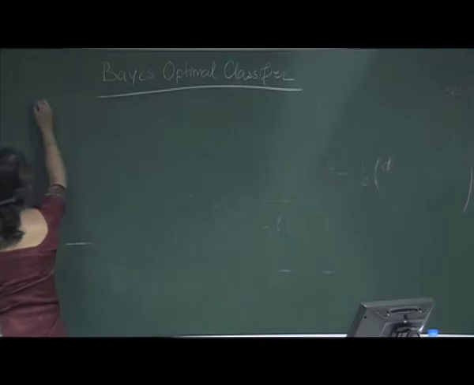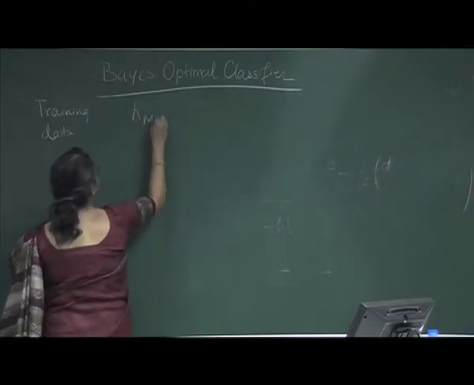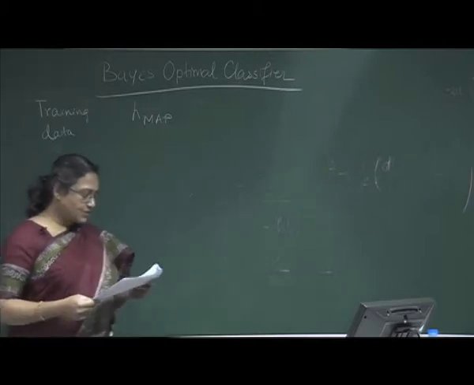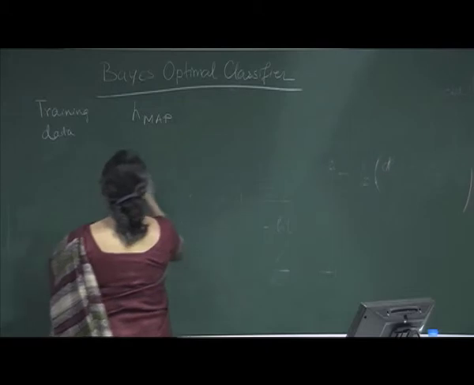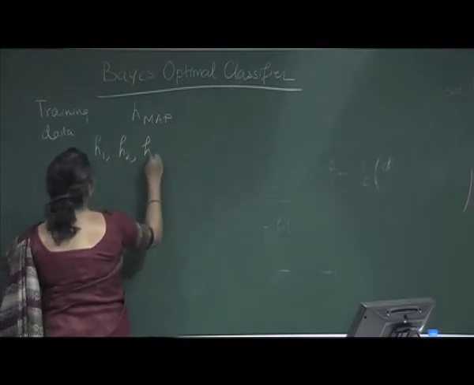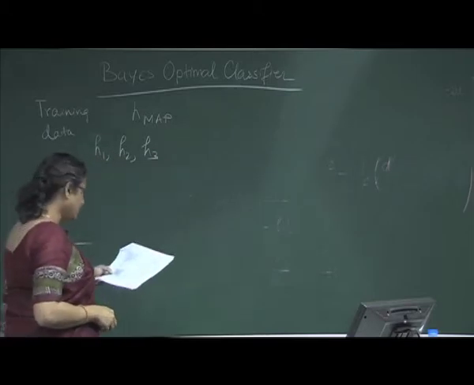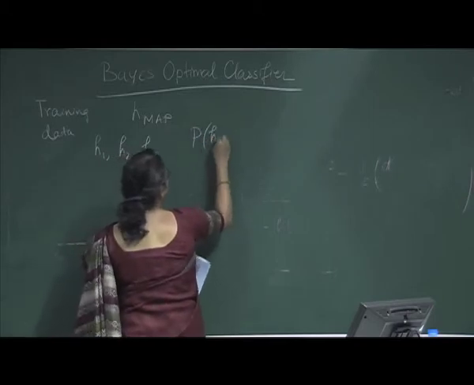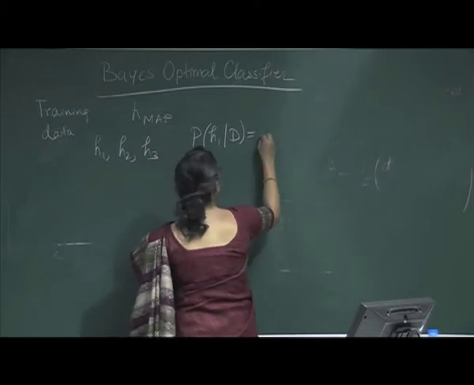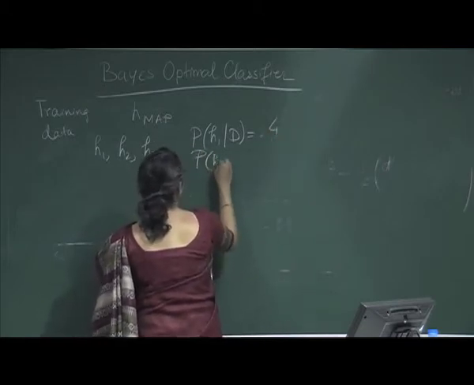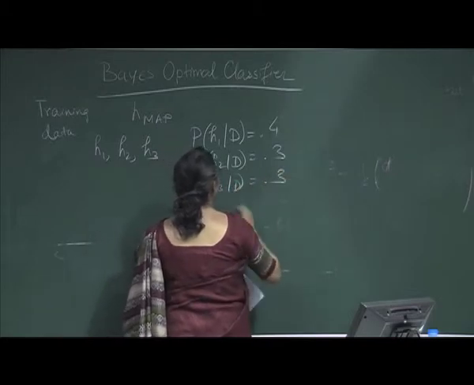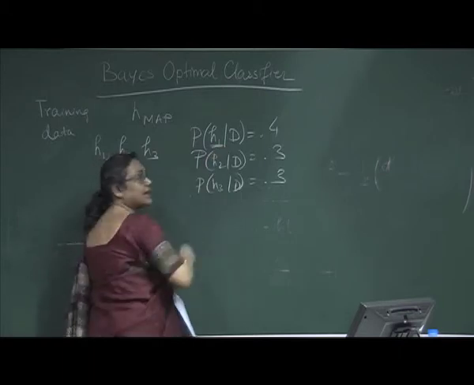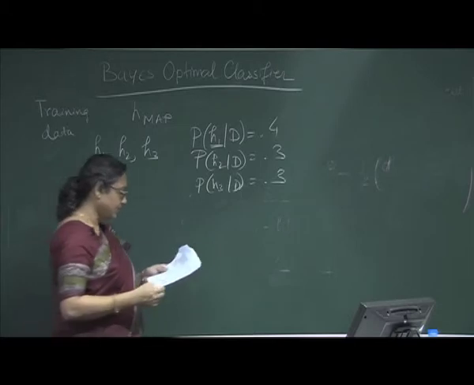If we are given the training data, from the training data we learn H MAP. H MAP is the most probable hypothesis, but H MAP is not the most probable classification. For example, suppose H1, H2, H3 are three candidate hypotheses belonging to the hypothesis space, and suppose probability of H1 given D is 0.4, probability of H2 given D is 0.3, and probability of H3 given D is 0.3. Which is the MAP classifier? H1 is the MAP classifier because it has the maximum posterior probability.